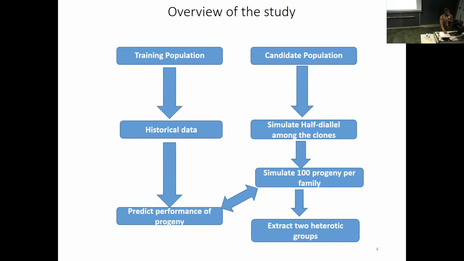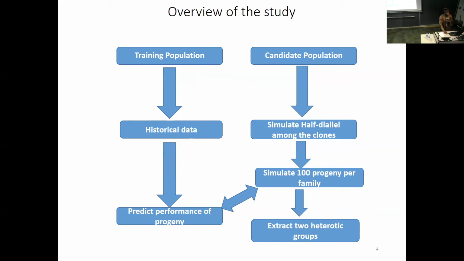So we have two populations: the training population, which will consist of historical data from the NextGen project in IITA breeding programs. We are going to use those historical data to predict the performance of the progeny simulated from the candidate population. For the candidate population, we have to start by identifying existing germplasm in the breeding program.